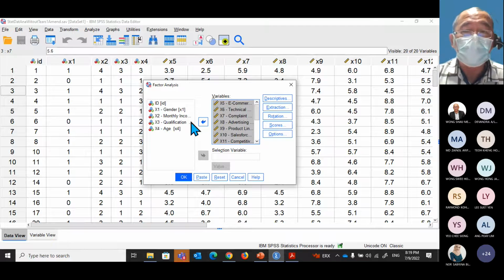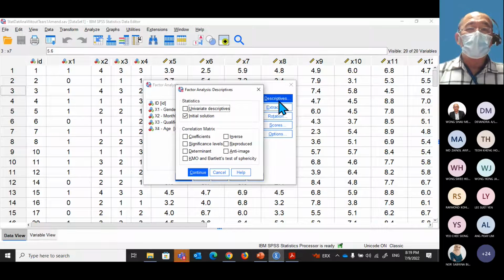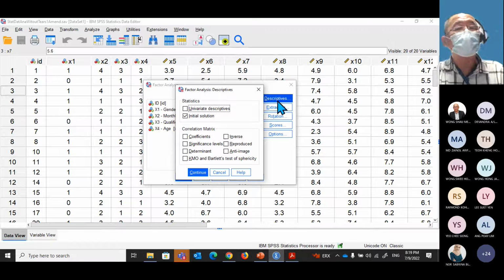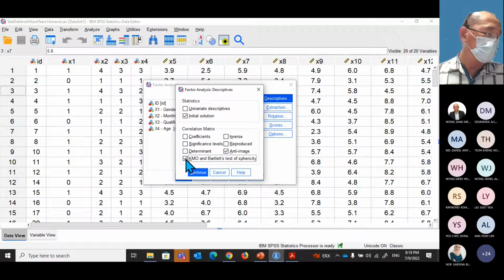Okay, if no problem, now we choose descriptive, the first one. The rest later. We see this one first. That means before we do factor analysis, we should actually make sure that all meet the criteria of factor analysis. So we choose anti-image and also KMO. So what is anti-image? This is the term they use, so that we can get the output.